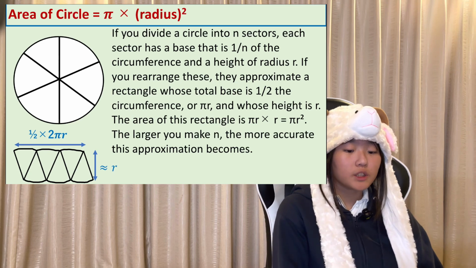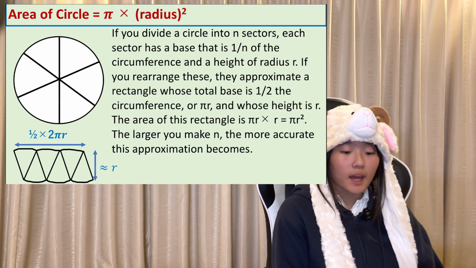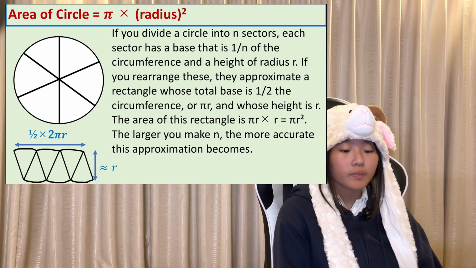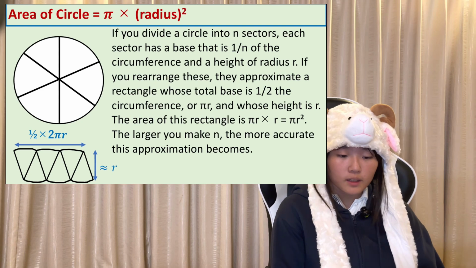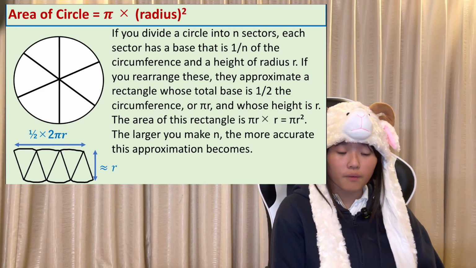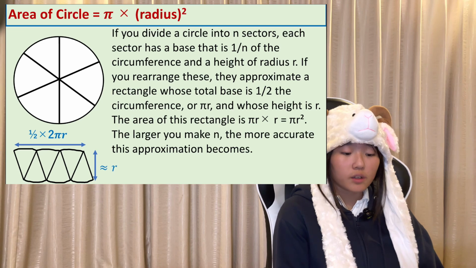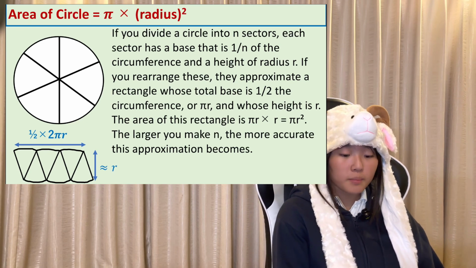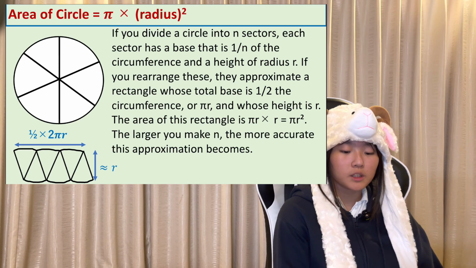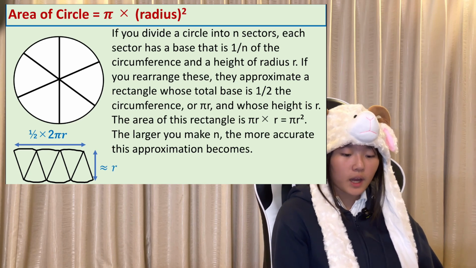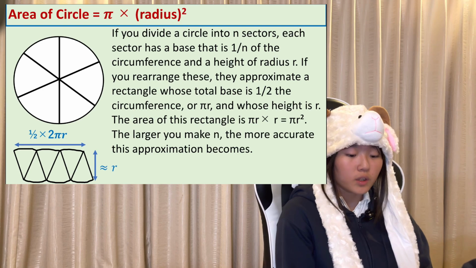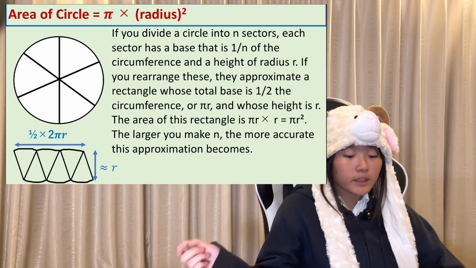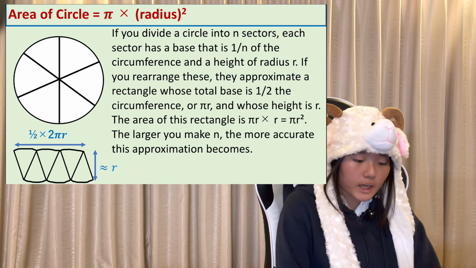If you divide a circle into n sectors, each sector has a base that is 1 out of n of the circumference and height of a radius. If you rearrange these, they approximate a rectangle whose base is half the circumference, or pi r, and whose height is r. The area of this rectangle is pi r times r, which is pi r squared. The smaller you make the sectors, the more accurate this approximation becomes. So the more n you have, the smaller the sectors, and the smaller the sectors, the more accurate this approximation becomes.